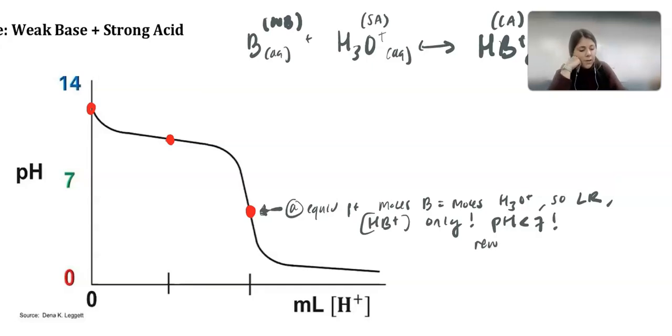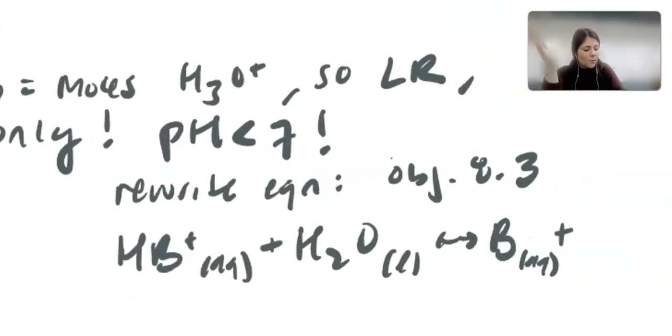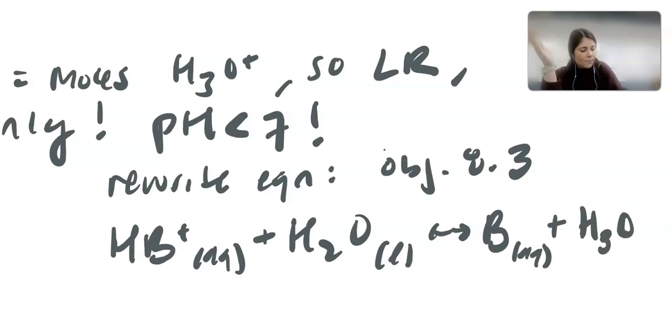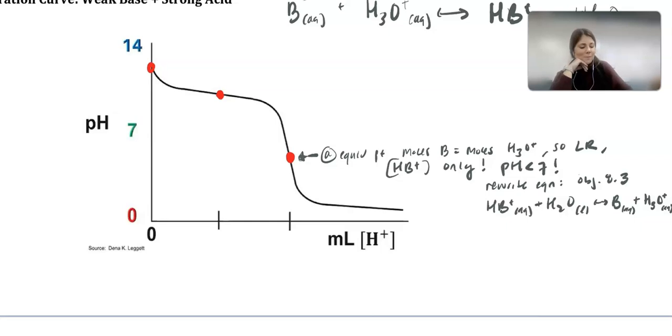So here, you're going to rewrite the equation, and this is coming from objective 8.3, to show my conjugate acid, which is now the weak acid, in weak equilibrium. And so, yeah, it will be dissociating in a small amount. So we have to make sure to show that.